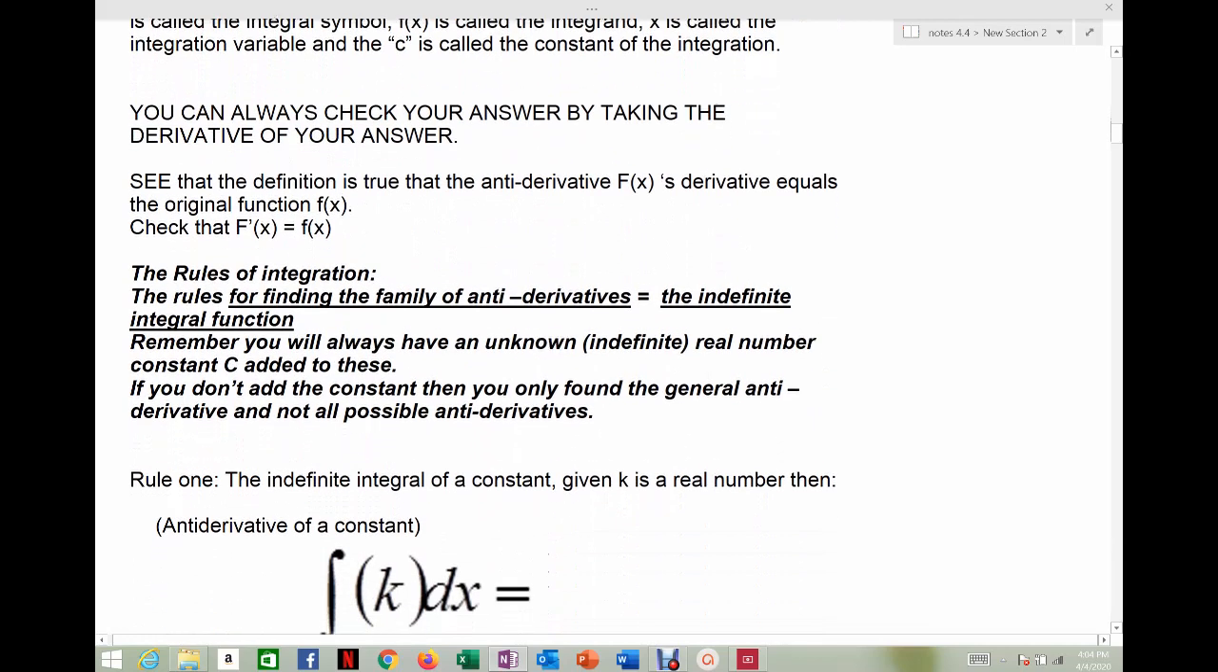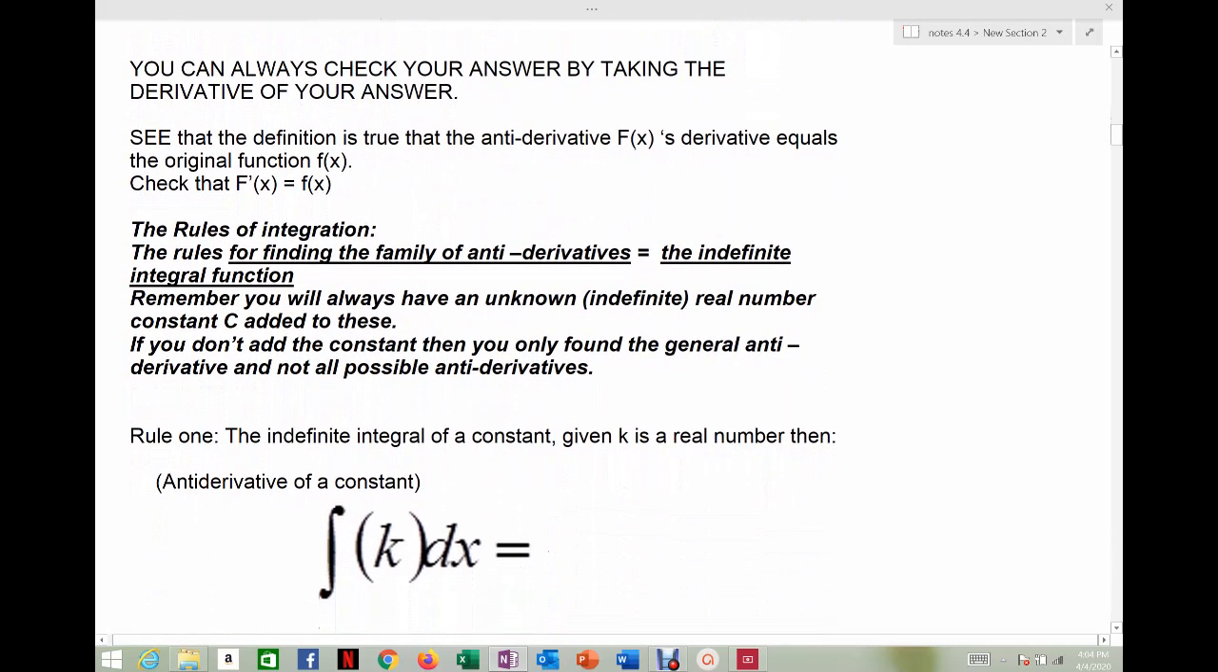You can always check your answer by taking the derivative of your answer. Although usually you just do a mental check. What's kind of nice about this is, does the answer you're giving make sense? Is my antiderivative really my antiderivative? We'll do a quick mental check that that's the case. When I take the derivative of my answer, I should get back that function that's inside my integral.